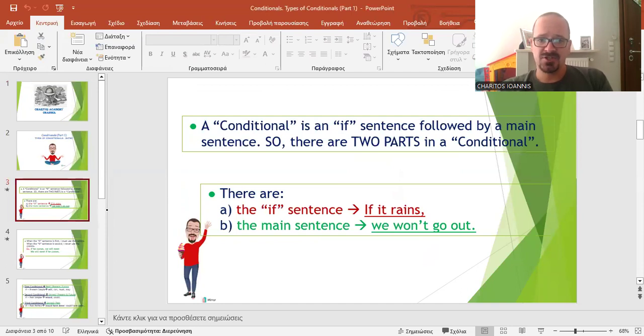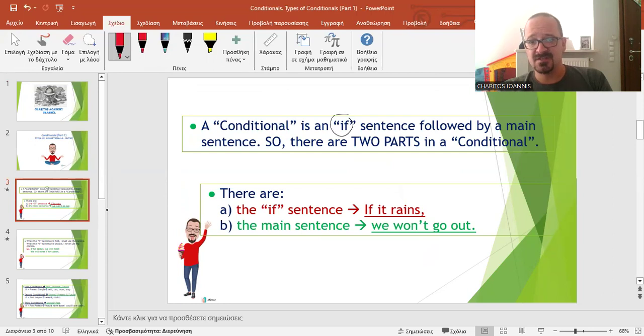So what is a conditional? A conditional, to start with, is an if sentence, but this is not enough, because it's followed by a main sentence. So there are two parts in a conditional. First, there is the if sentence: if it rains, a condition, right? And then, there is the main sentence, the result: we won't go out. So if it rains, we won't go out.